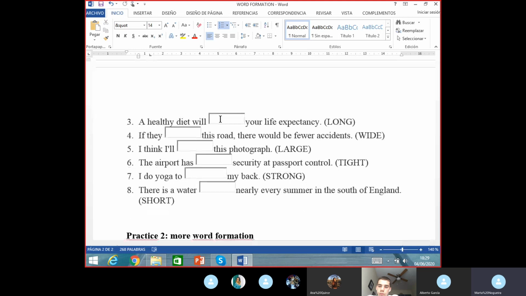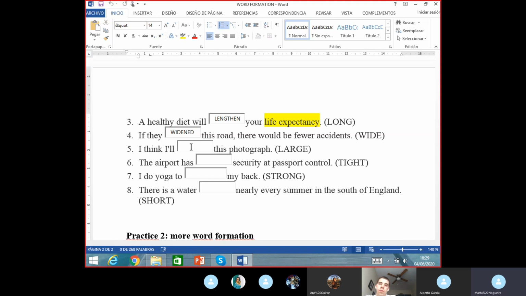Three, a healthy diet will, so I need the verb, will lengthen your life expectancy, esperanza de vida, okay? If they widened this road, there would be fewer accidents. Why in the past simple, guys? Because this is second conditional. If they widened is a possibility, is a hypothetical situation. Si ellos ensanchasen la carretera, habría menos accidentes, okay? So this is a hypothesis, so we need the second conditional.